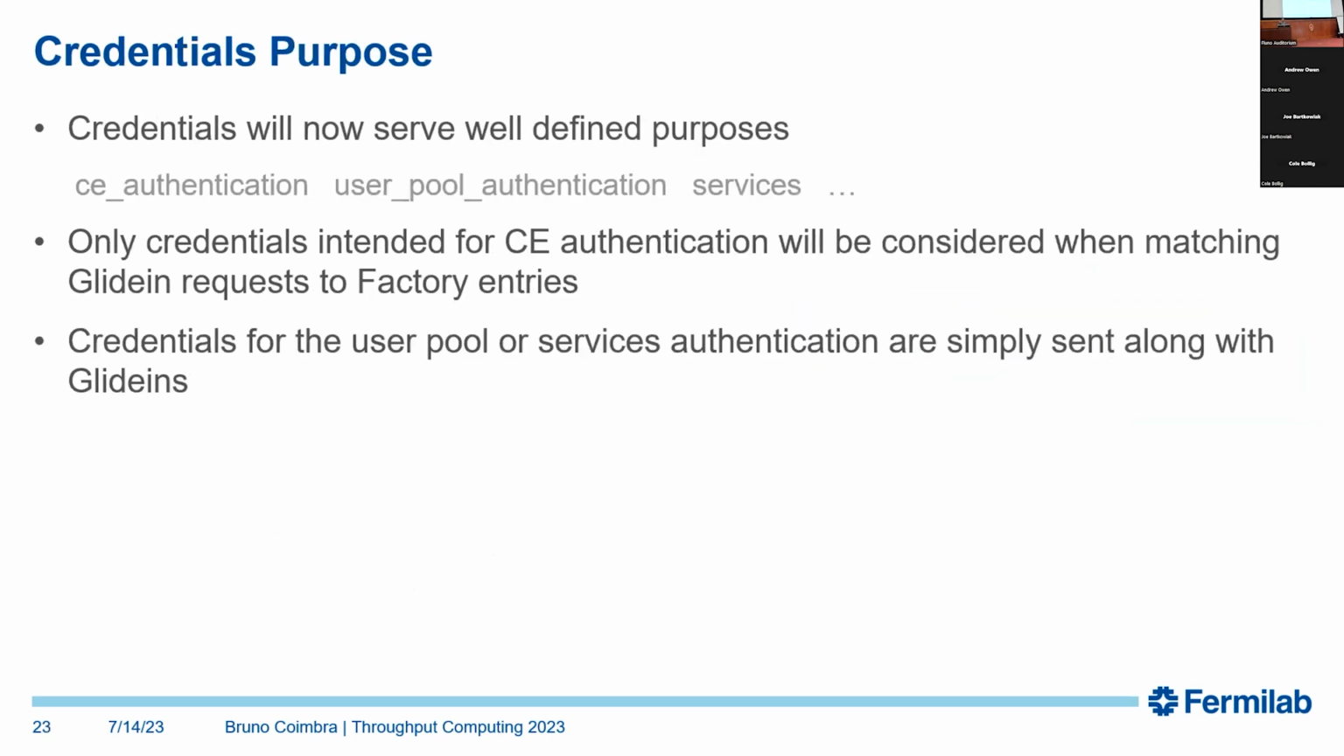For purposes, now when you declare a credential in the GlideinWMS configuration, you should be able to specify what that's being used for. And these are just an example of names you can have. They are not final yet, but you could have something for the site authentication, authenticating back with the user pool, authenticating with services. And these credentials would either only be considered for matching if they are CE authentications, or they would be completely ignored during group and entry match if they are simply meant to be sent along with the Glideins.